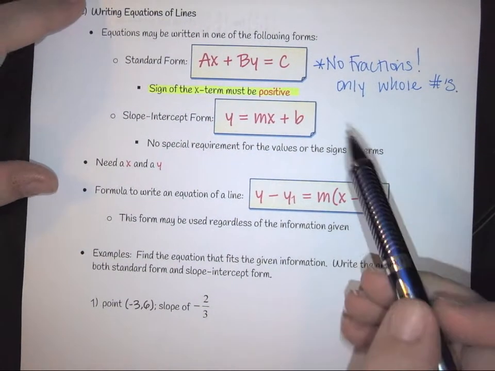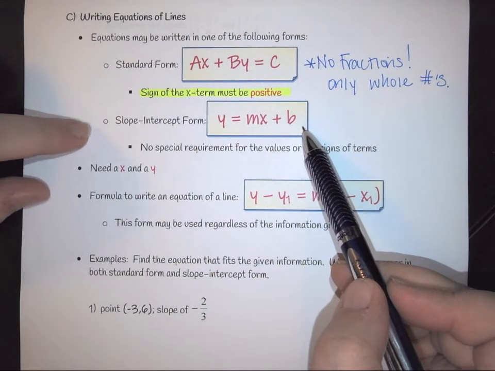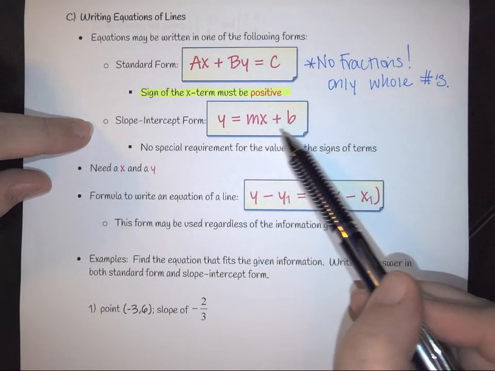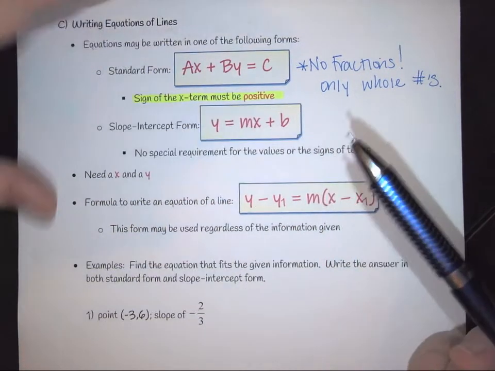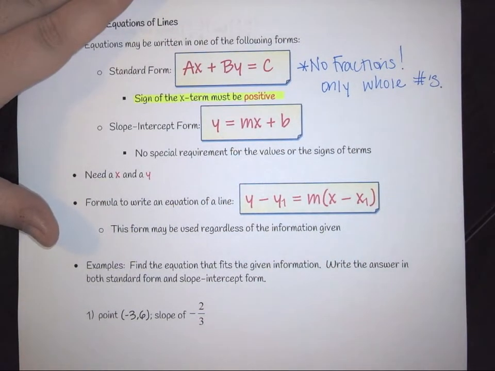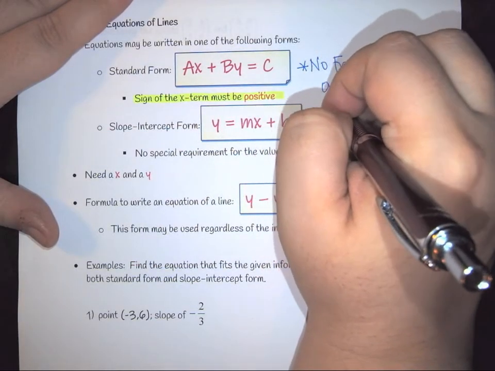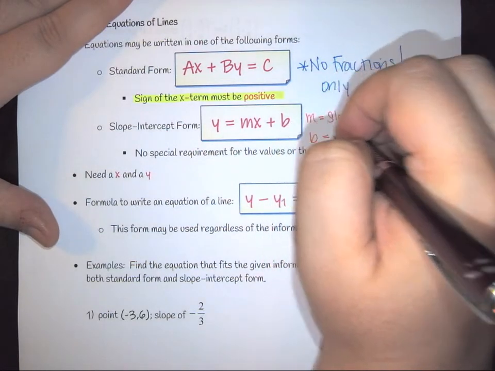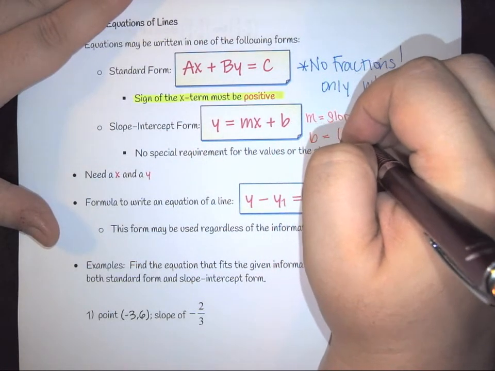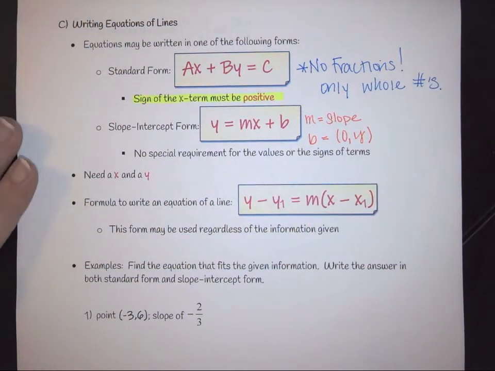Now, the other equation that we have is the one that's most familiar to most students, which is that y equals mx plus b. This is slope-intercept form. Now, what we know about slope-intercept form is we know that your m is your slope and the b represents the y-intercept and must be written as a coordinate point.